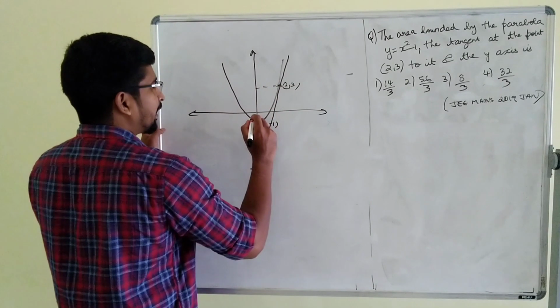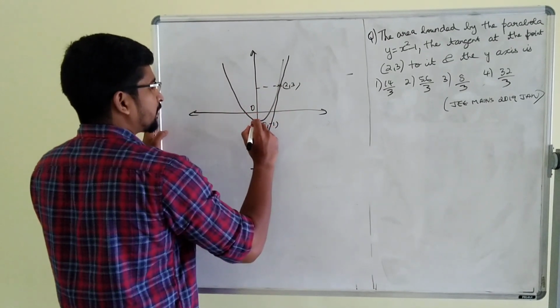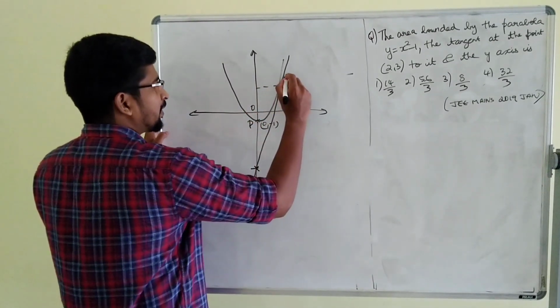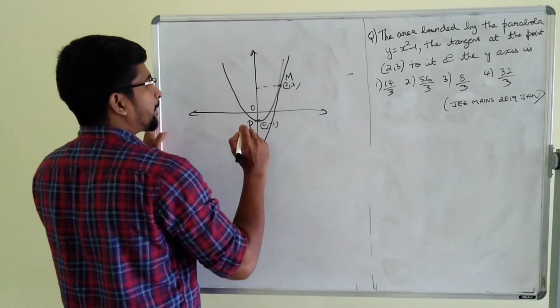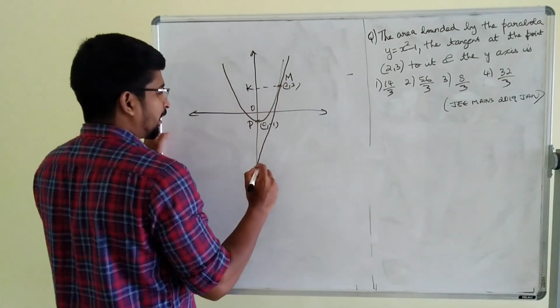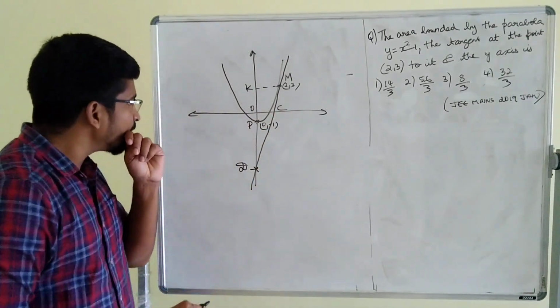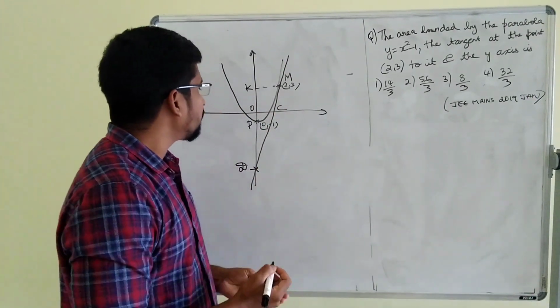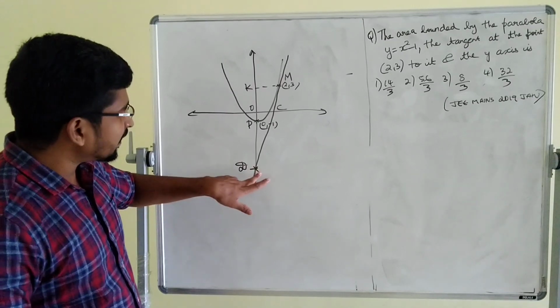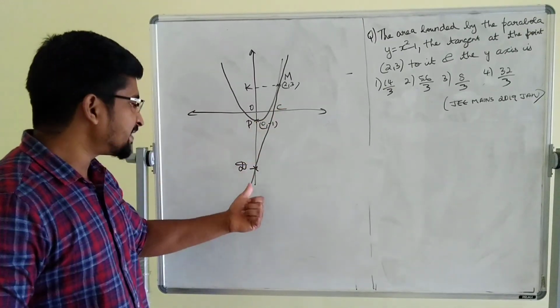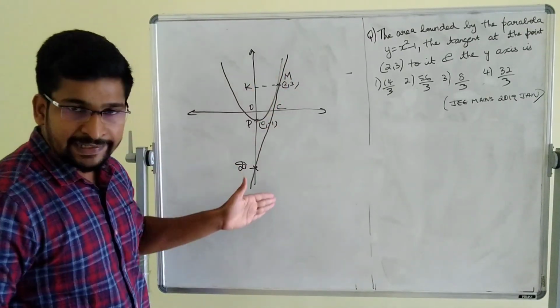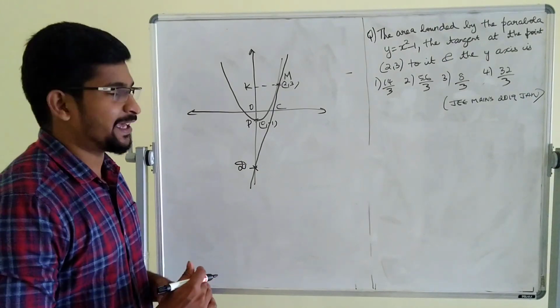So let's mark these points. Let's complete a triangle like this. Let O be the origin. Let this be a point P. Let this be a point M, let this be a point K, let this be a point D, let this be a point C. Let's mark all these points. So now let's try to find the points D and C. What are D and C? D and C are the points where the tangent meets the x-axis and y-axis.